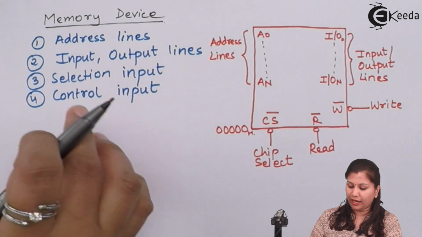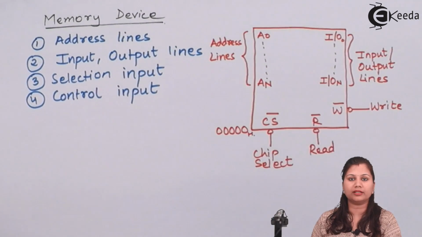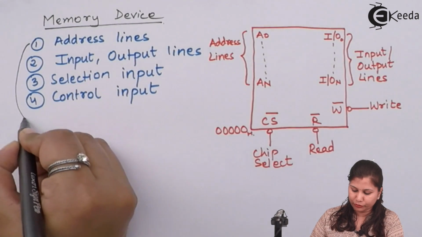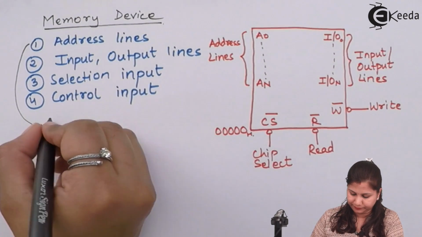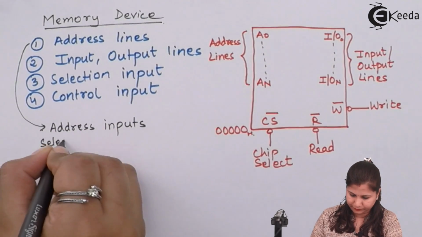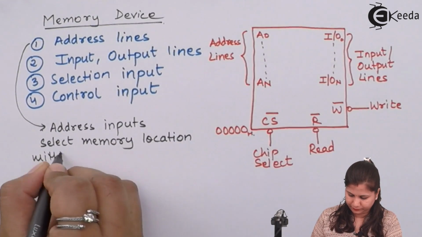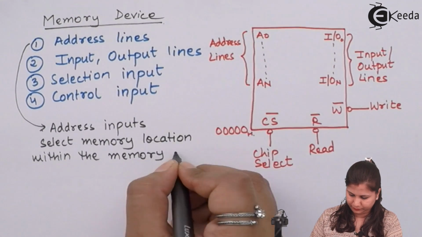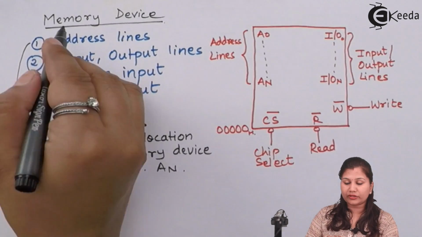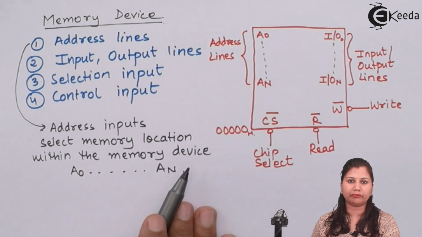So let us study the function of these four components of a memory device. First, let us come to the address lines. The address lines are the address inputs which select the memory location within the memory device.